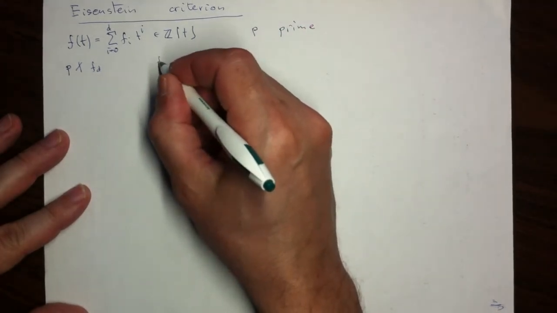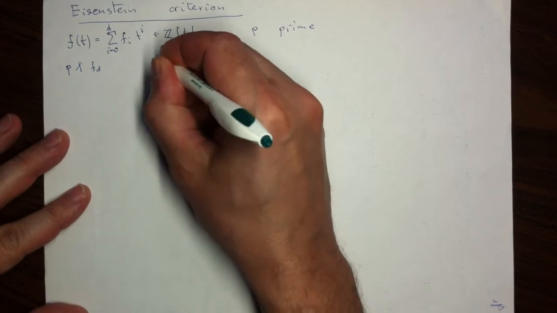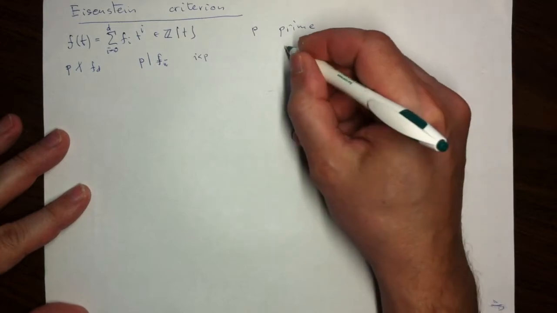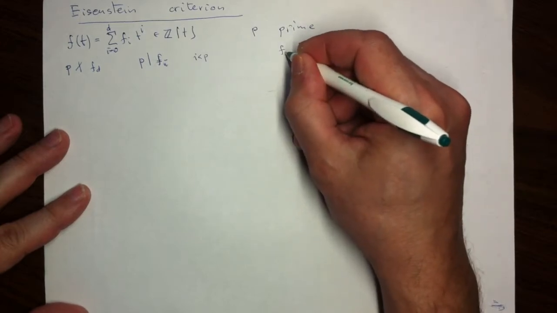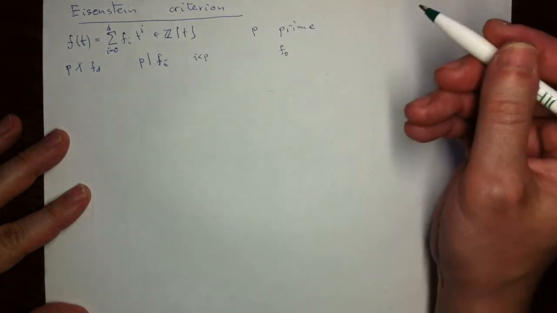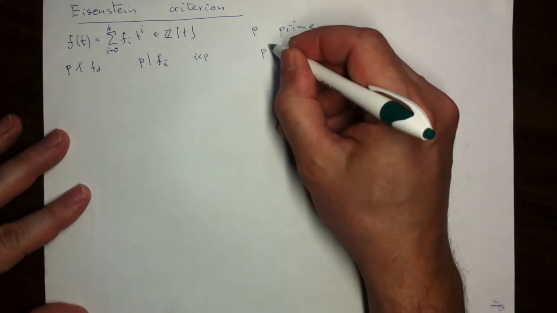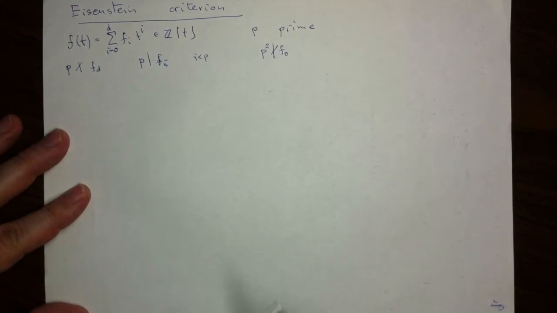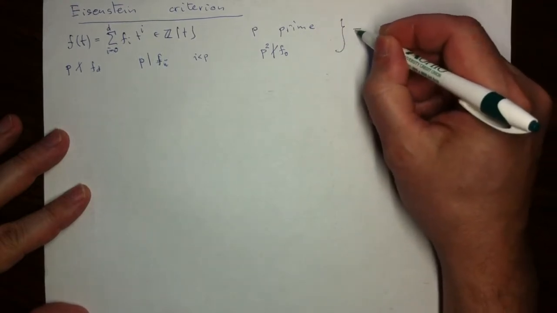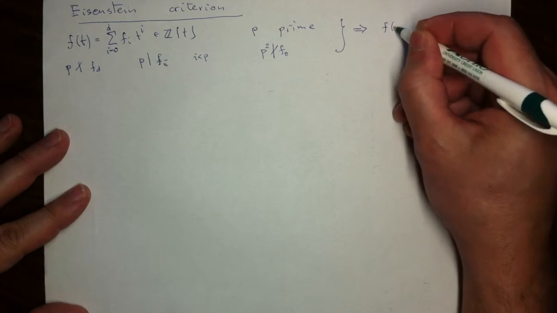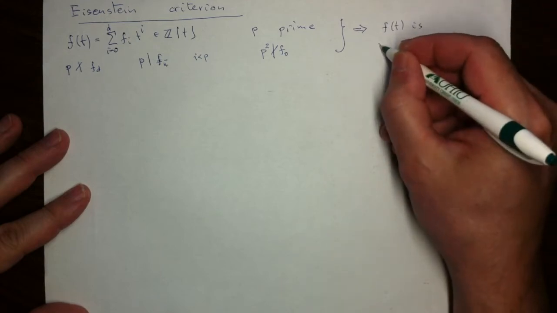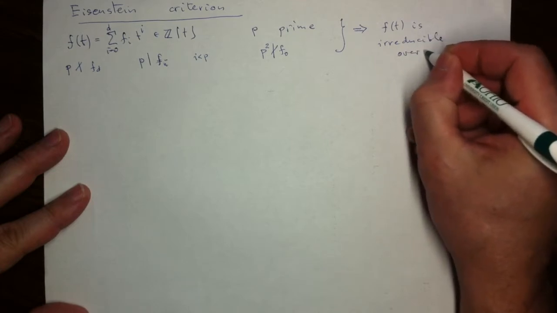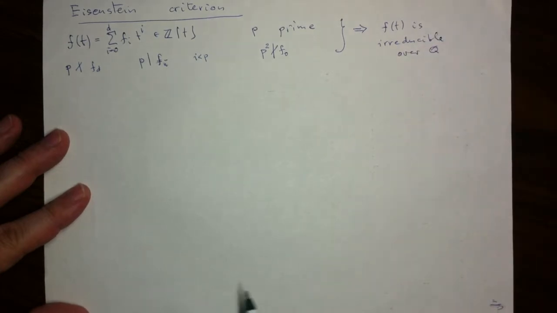All other coefficients are divisible, so i is less than d. And moreover, the very first, the 0th coefficient, is not divisible by the square of the prime. It is divisible only by the first power. Then, under these conditions, we can be sure that f is irreducible over the rationals, or even over the integers.